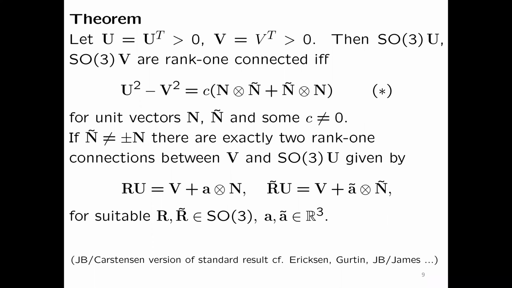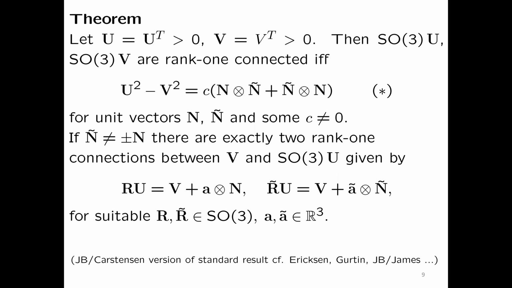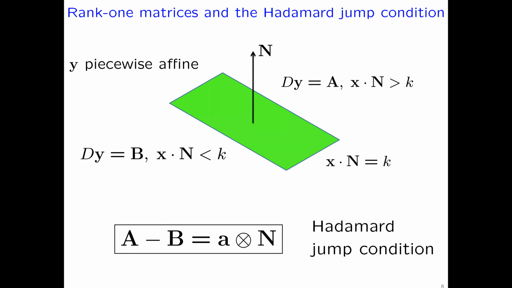Okay, now we saw that there were distinct energy wells, and they were all of the form SO3 times some U. So now we would like to know whether we can make a zero energy interface. So that will correspond with a, okay, so let's go back one second. Okay, so this of course is provided A is not equal to B. This is a rank 1 matrix. It's a tensor product of two vectors. It's a rank 1 matrix.